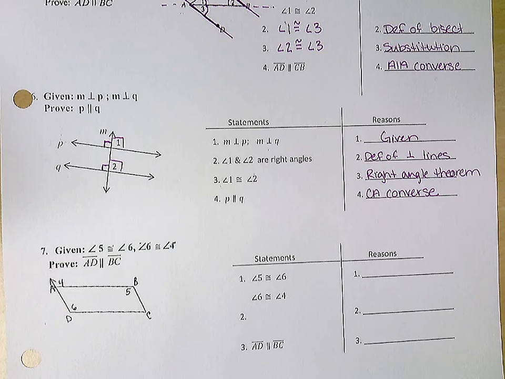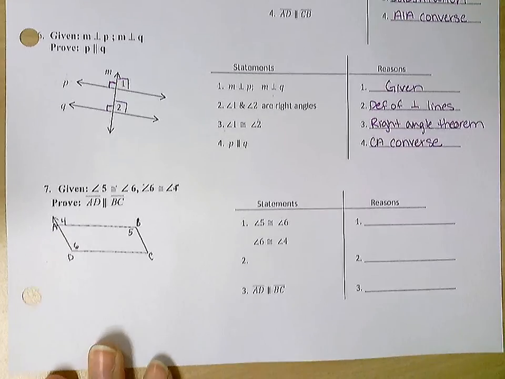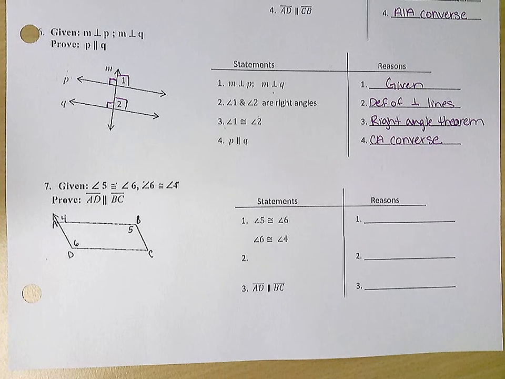Questions? All right, I want you to try 7. Label your picture. It's only three steps. Label your picture. If you need your property list, find that in your binder. Take it out and use it.